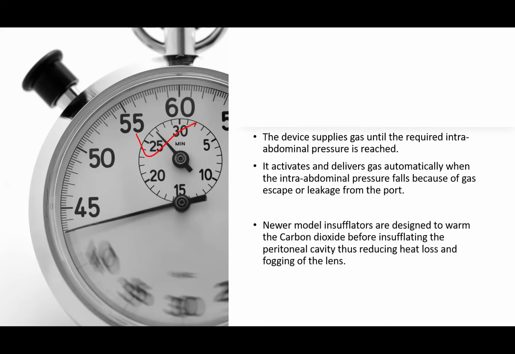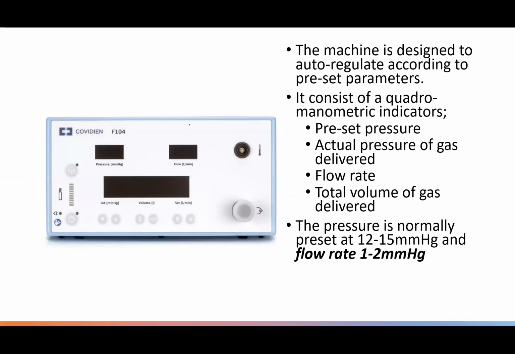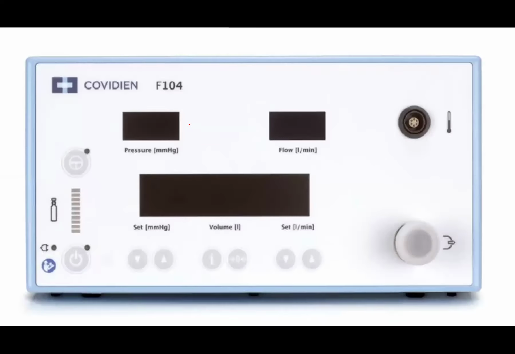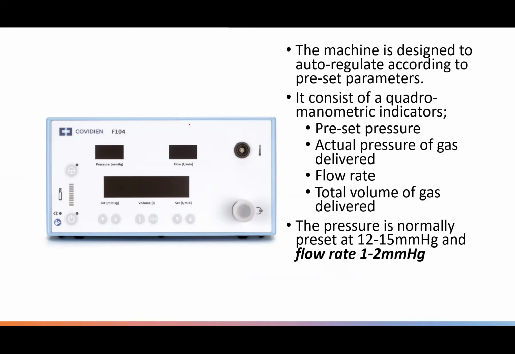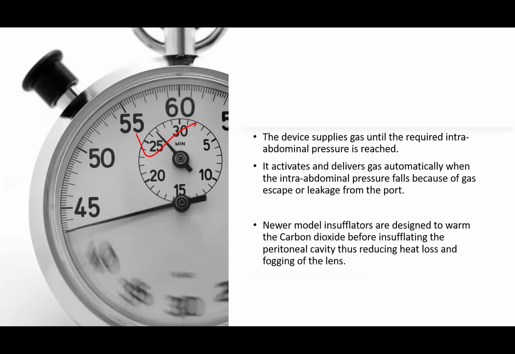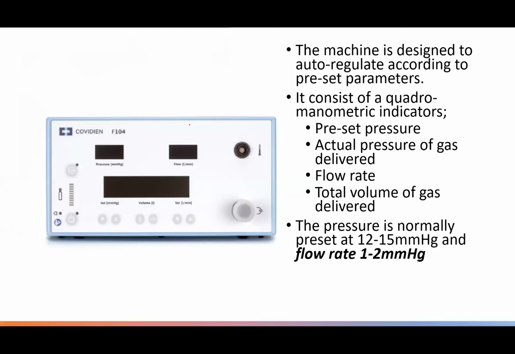However, newer insufflator devices will show the amount of carbon dioxide in the cylinder, whether it is full, medium, low, or even empty. And it will even show the pressure within it. So newer devices may not require a gauge attached to the cylinder. Newer model insufflators are designed to warm carbon dioxide before insufflating the peritoneal cavity, thus reducing heat loss and fogging of the lens of your telescope.